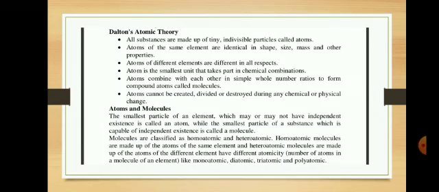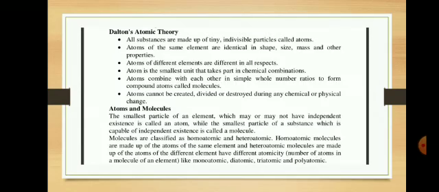Dalton's atomic theory. All substances are made up of tiny indivisible particles called atoms. Atoms of the same element are identical in shape, size, mass, and other properties. Atoms of different elements are different in all respects. Atom is the smallest unit that takes part in chemical combinations. Atoms combine with each other in simple whole number ratio to form compound atoms called molecules. Atoms cannot be created, divided, or destroyed during any chemical or physical change.